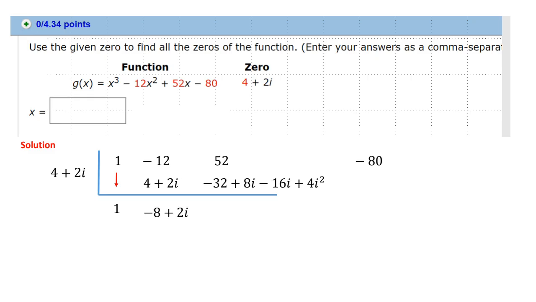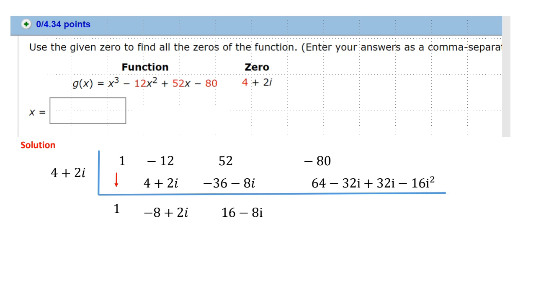Multiply the 4 plus 2i with the -8 plus 2i, I get this value here, -32 plus 8i minus 16i plus 8i squared. I can combine like terms. 8i minus 16i is -8i. And I know that i squared is a -1 value. So if I replace that, -1 times 4 gives me a -4. Now I have two real parts.